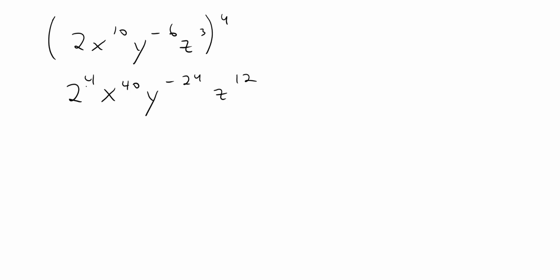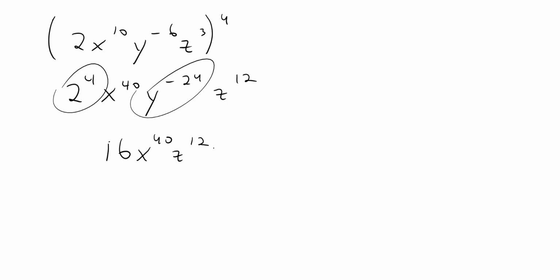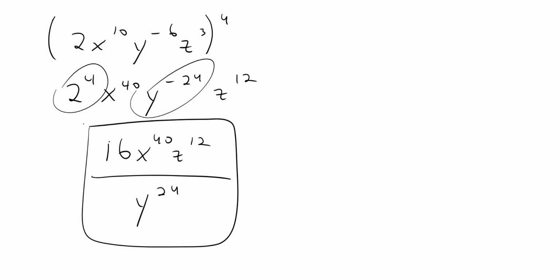And what are you going to do? First of all, I got to simplify this, and I got to move that to the other side of the fraction. So let's do that. It's going to be 2 to the 4th power is 16. X to the 40th stays there. Z to the 12th stays there. And the y to the negative 24th goes to the bottom. And that's your answer. Okay. Not bad, right? Okay, let's keep going here. I got a few more examples to do with you guys.